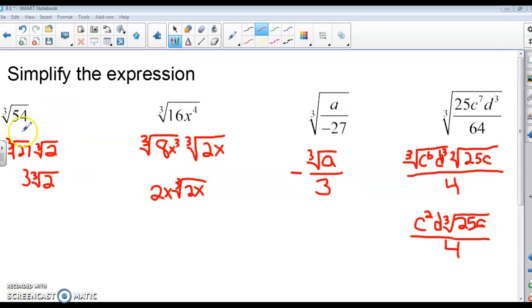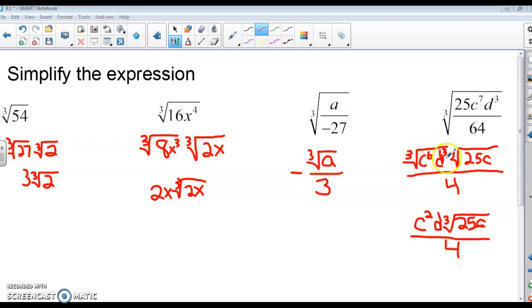27 was the greatest perfect cube factor of 54, so the cube root of 27 times the cube root of 2 gave me 3 cube root of 2. The cube root of 8x to the 3rd gives me 2x. You'll notice with this one, I did not keep the negative in the denominator. If you put the negative in the denominator on Big Ideas, it'll mark it wrong. You're not supposed to have negatives in the denominator. Since you have a positive divided by a negative, you can either put the negative on top in front of the cube root, or you can put it just in front of the fraction in general. But again, if you put it in the bottom, Big Ideas will mark it wrong.